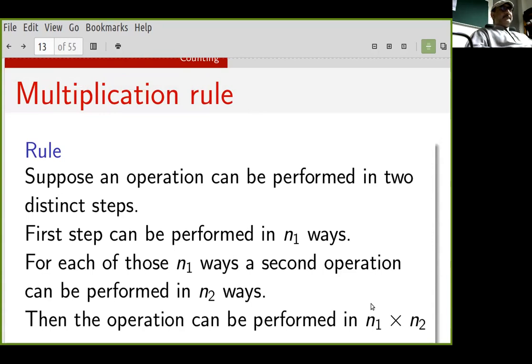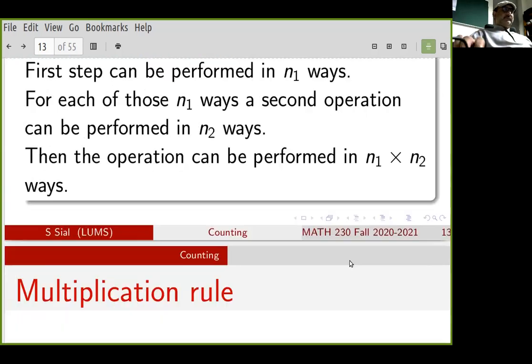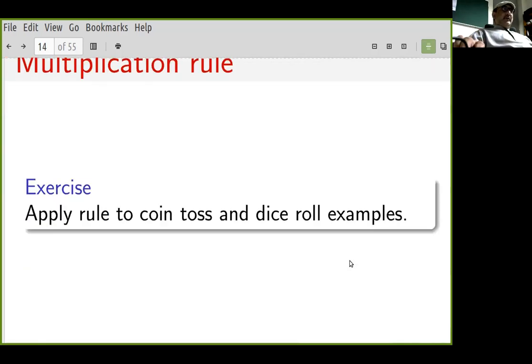Okay. So now let's state the multiplication rule. Supposing an operation can be performed in 2 distinct steps, and the first step can be performed in n1 ways. And then for each of those n1 ways, a second operation can be performed in n2 ways. Then the combined operation can be performed in n1 times n2 ways.